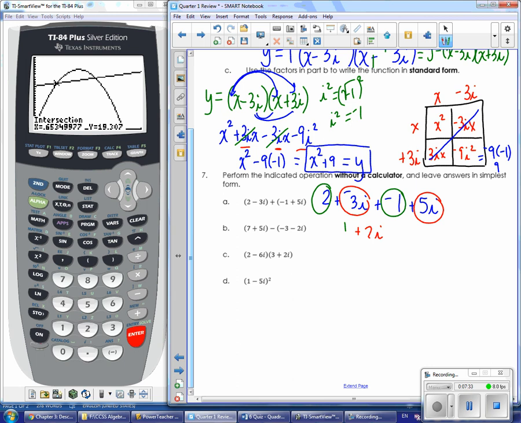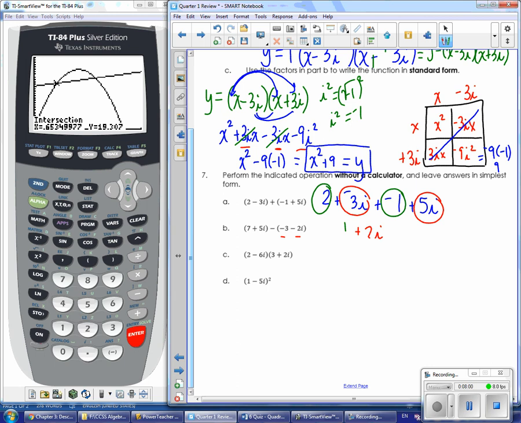In letter B, again, we've got the two complex numbers, and this time we're subtracting. The one thing you do have to remember with subtraction is that we're subtracting both of the terms in the second set of parentheses, which means that you have to distribute that minus. If you think about what this is, it's basically taking the quantity 7 plus 5i and subtracting the quantity negative 3 minus 2i. And if I'm subtracting each of those terms, it's the same as adding the opposite.